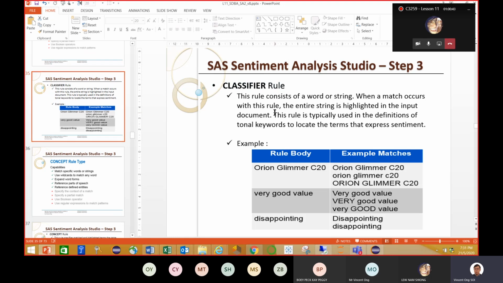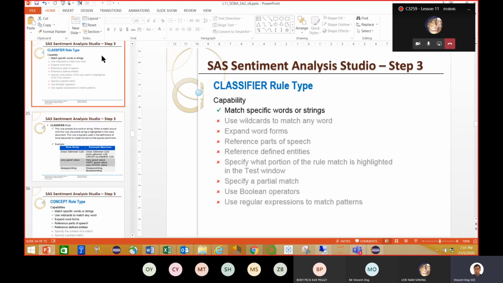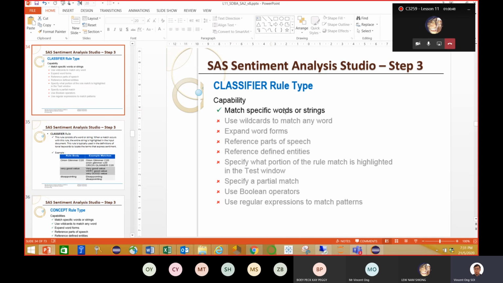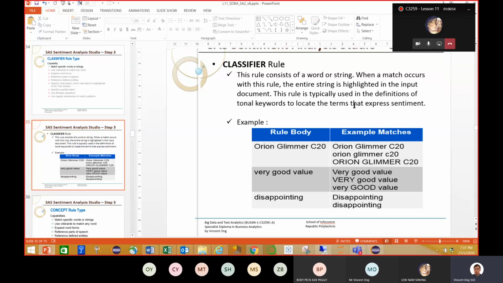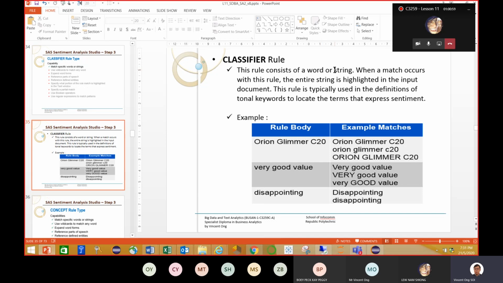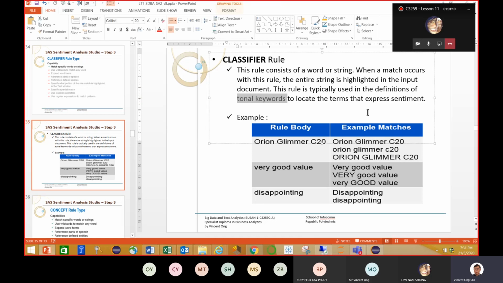So classifier rule is very simple. As we mentioned just now, the capability is just to match specific words or strings. For example, the example given here. This rule consists of a word or a string. When the match occurs with this rule, the entire string is highlighted. This rule is typically used for definition of tonal words, the overall words just now. For example, I define my classifier as, okay, the rule is like that.